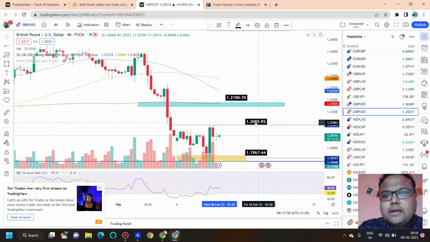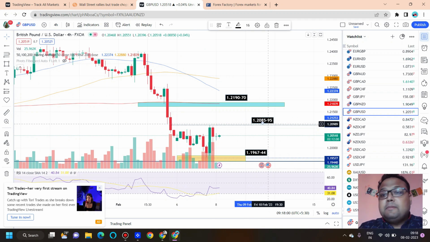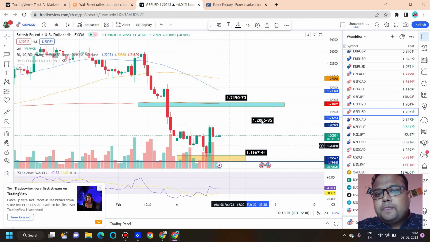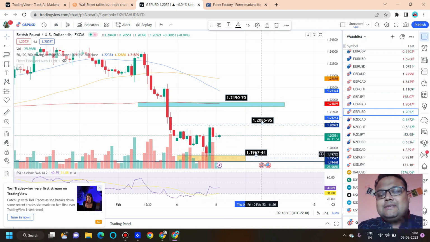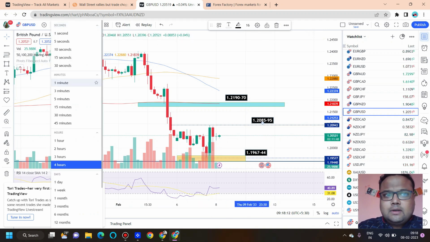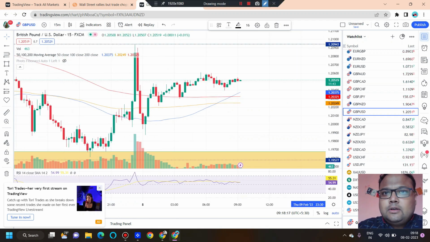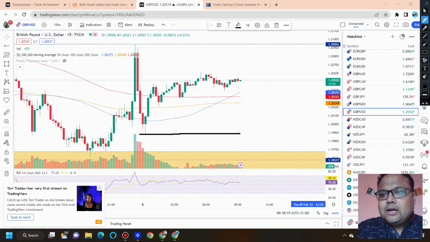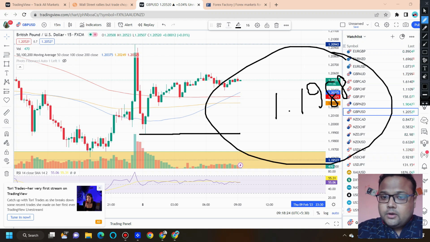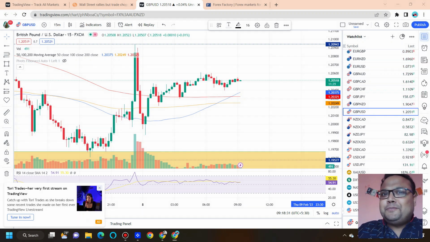First of all, if the market goes up and reverses from the minor resistance of 1.208595, you can go for a sell. If the market comes down and takes support at 1.196744, you can go for a buy as well. But if the volatility of the market remains low, then you can also look for some buy positions around 1.1988. The volatility of the market always plays a big role. Today also the volatility will play a big role.